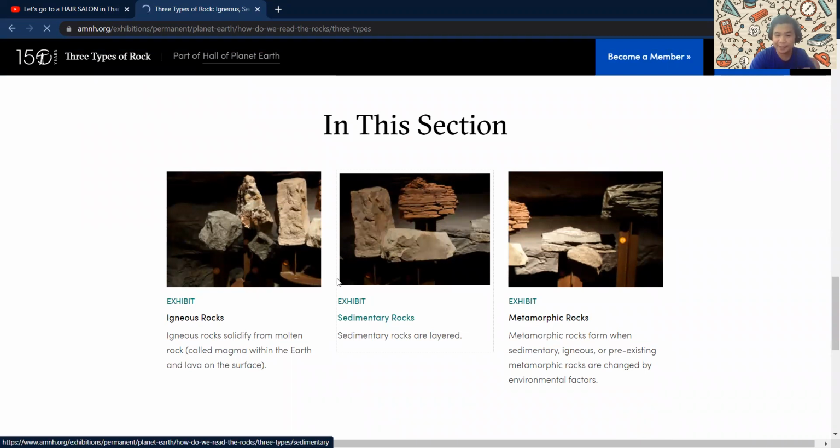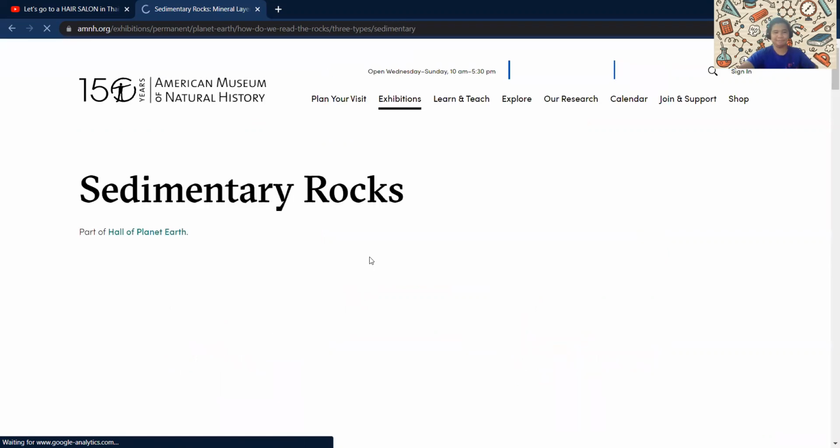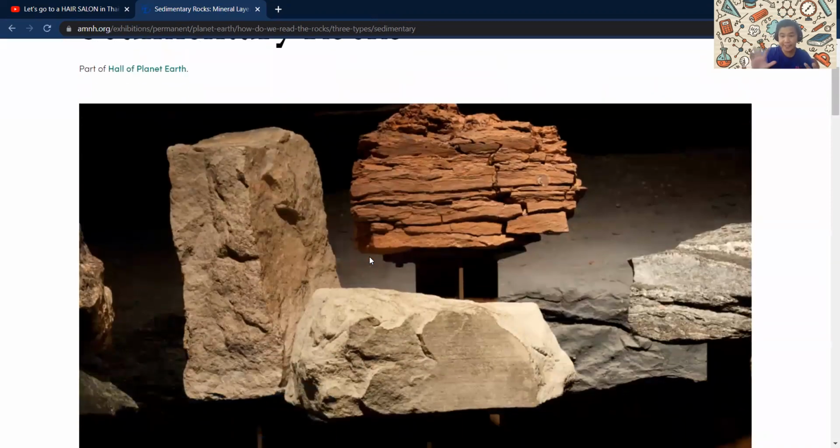We're already done with igneous. Let's go to the sedimentary rocks. And right there, these rocks are all sedimentary rocks. All of these are formed from what we call sediments. And what are sediments? Sediments are little parts of rocks and soil that are mixed together and pressed together. These are all sedimentary rocks.